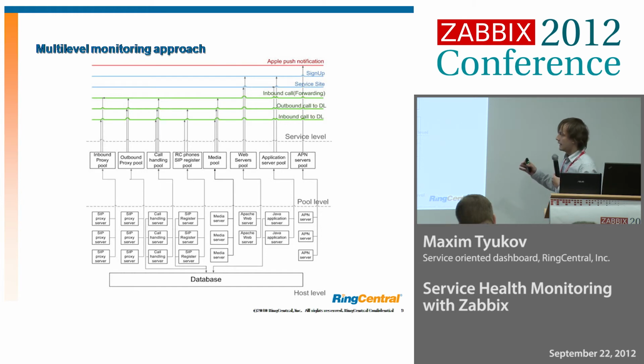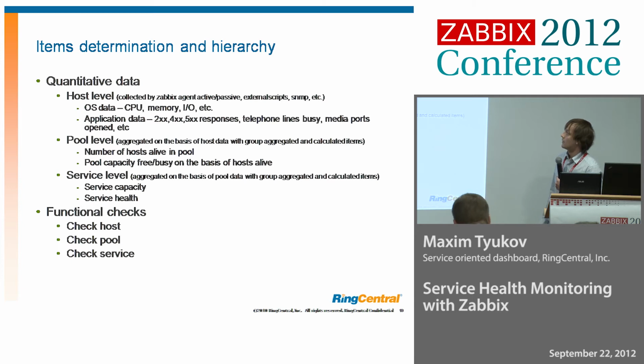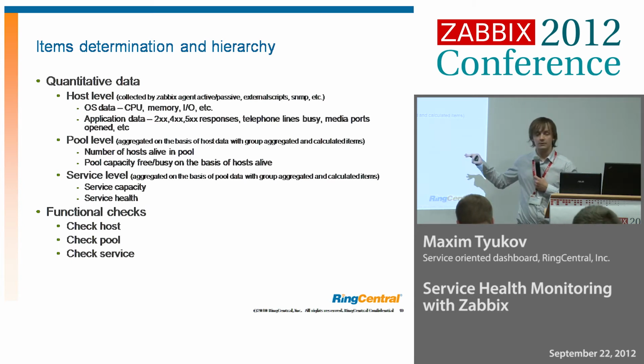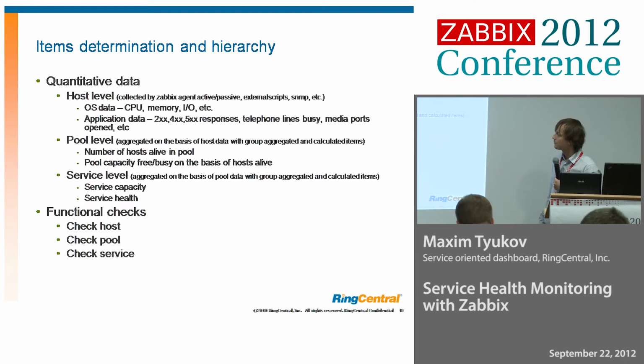So this service depends on 4 pools, and all pools should be operational to provide the service. To understand what data we should collect and aggregate on the service level, we need to classify data. For service health monitoring, we classify data into 2 types: quantitative data and functional checks.